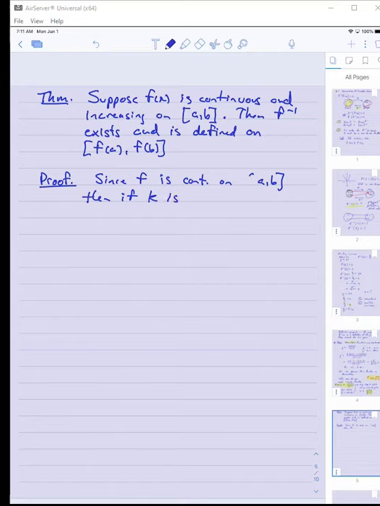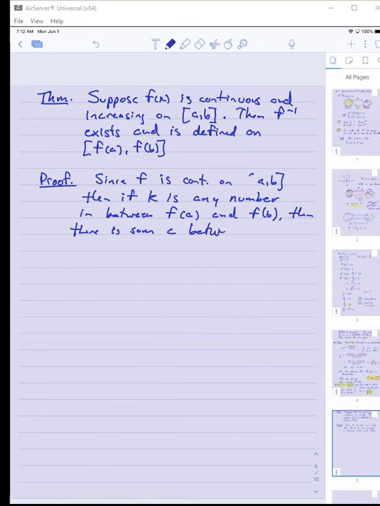If k is any number, let's say in between f of a and f of b, then there is some c between a and b, such that f of c equals k. And we know this is true by the intermediate value theorem.